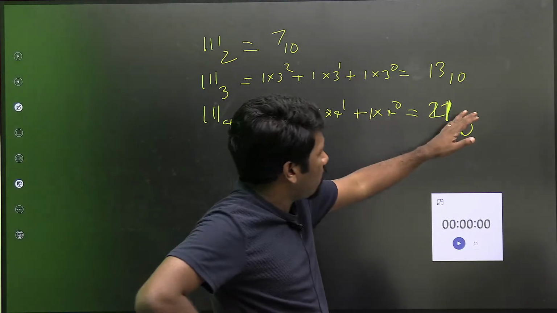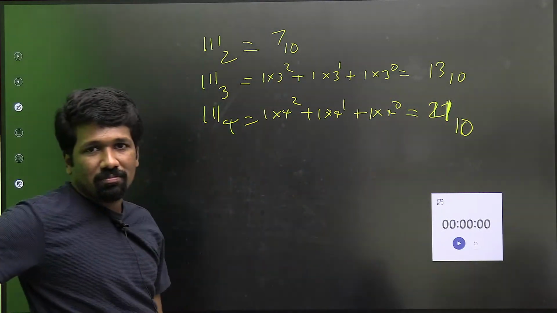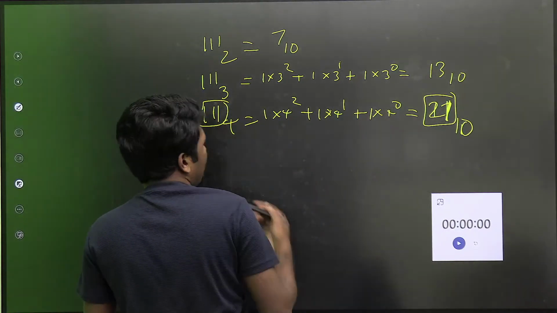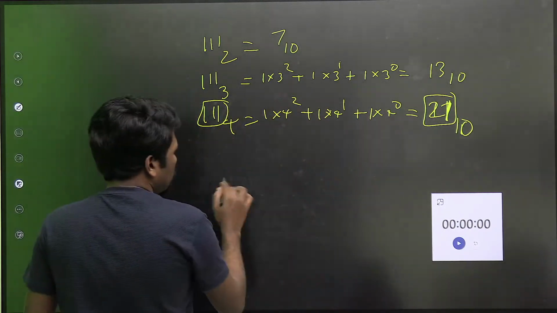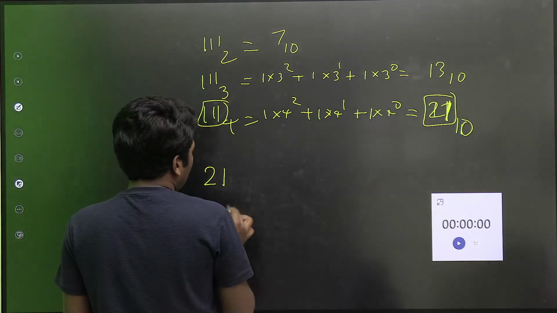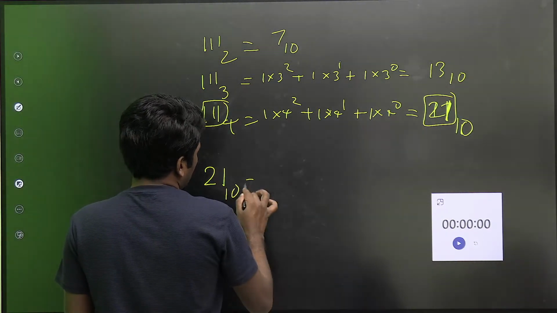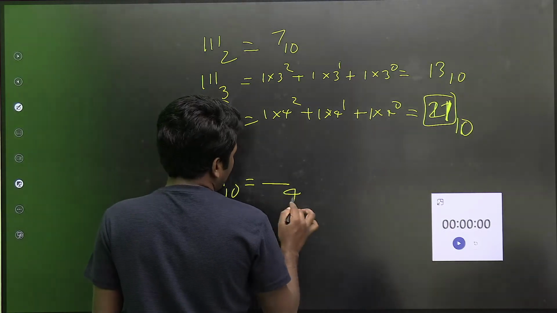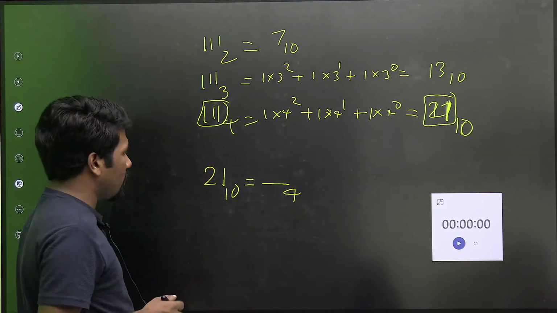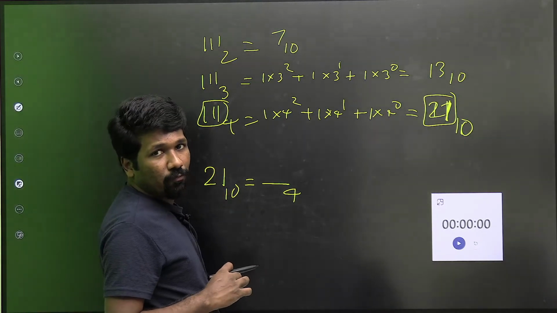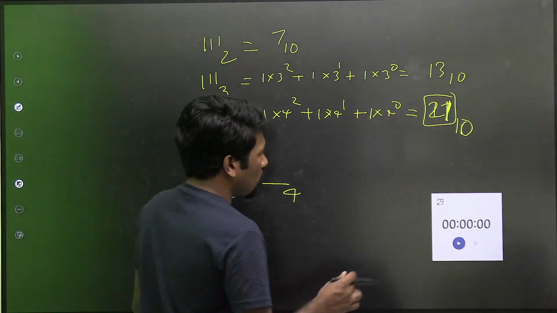Now what about the reverse? Base 10 to any number system. How can this 21 be converted back to 111? We will take the same example. 21 is in base 10. To convert 21 to base 4, we have to write it in perspective of powers of 4. There are two methods for that.